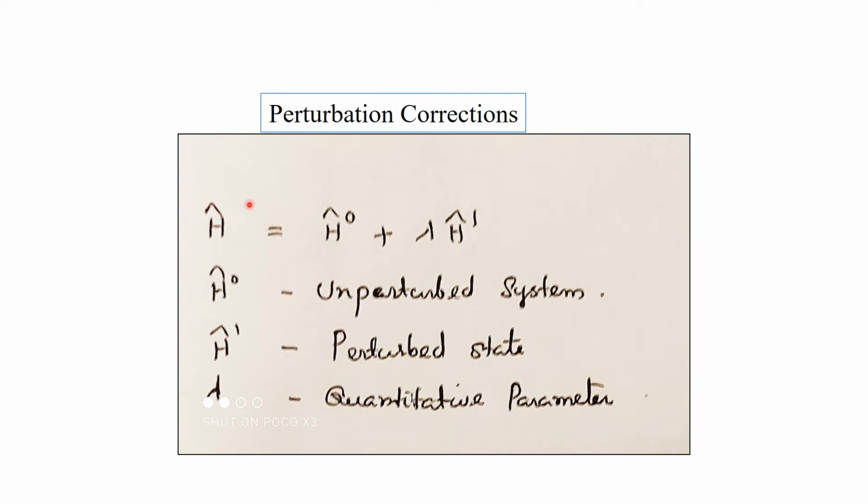Next is the perturbation corrections. We can divide the total Hamiltonian into two parts, that is, H equal to H0 plus lambda H1. H0 is the unperturbed system, that is, it will give the exact solution of the Schrödinger equation. This part, that is H1, is the perturbed part. Lambda is the quantitative parameter.